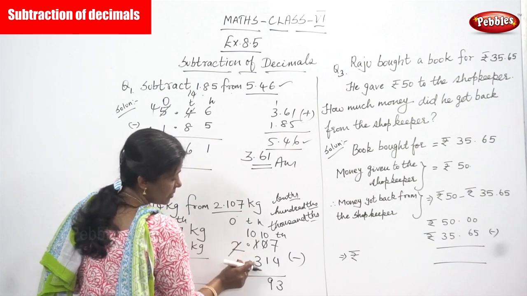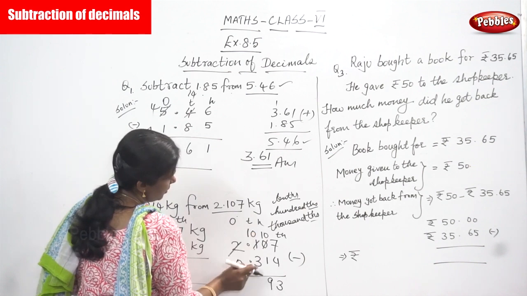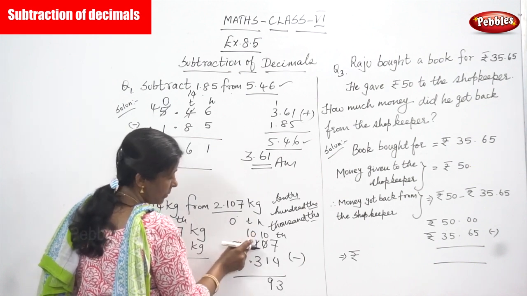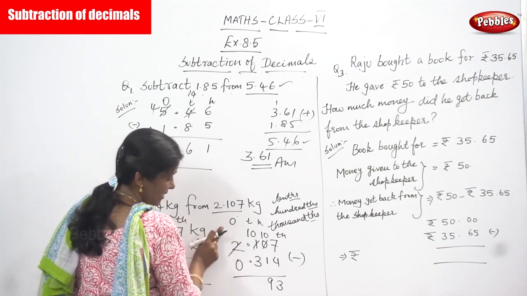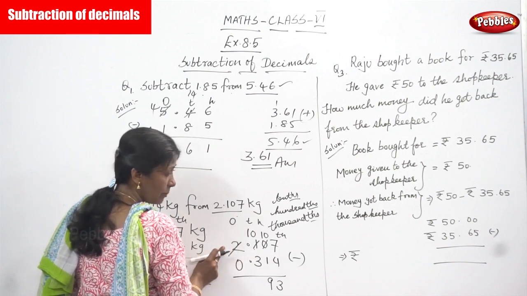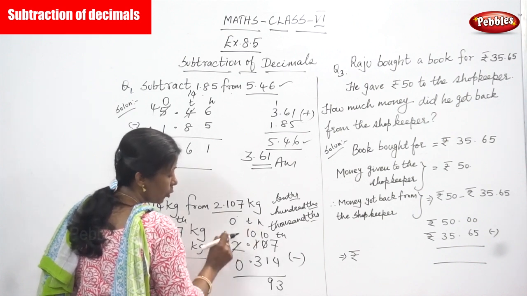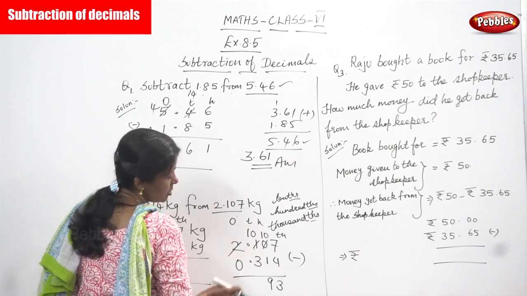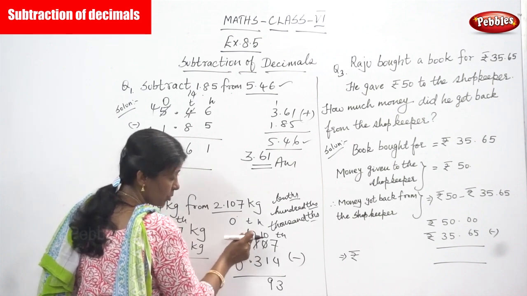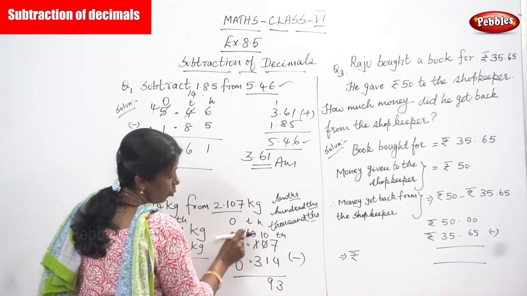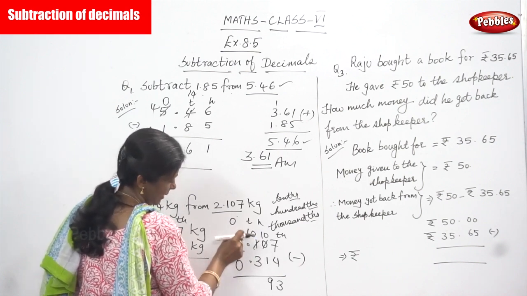So in the tens place, what is the number? 0 only. From 0 to 3, it is not enough to subtract, because 0 is a smaller number. So you have to borrow from the 2. 2 is in which place? Ones place. It is a whole number. So from the whole number you have to borrow 1 for the decimal number. In the decimal place, what is the number? 0. So this 0 becomes 10. I'll repeat once again.